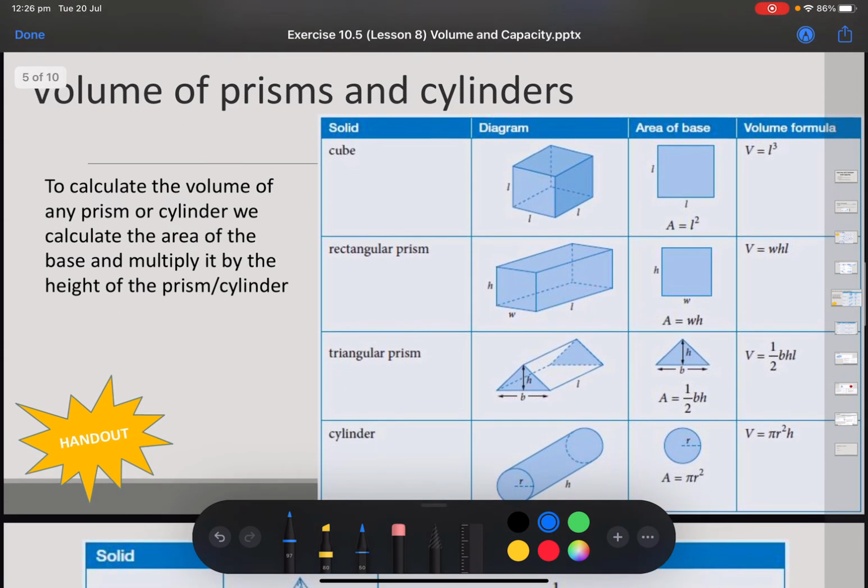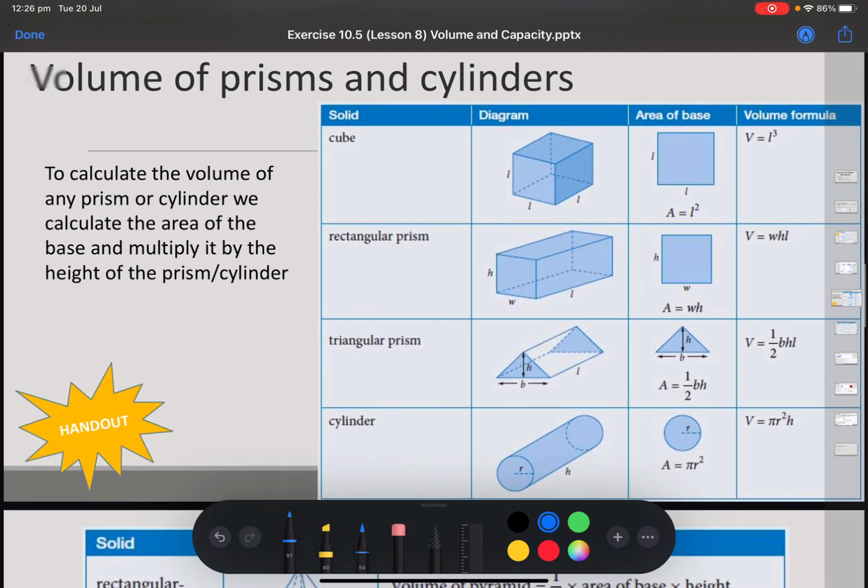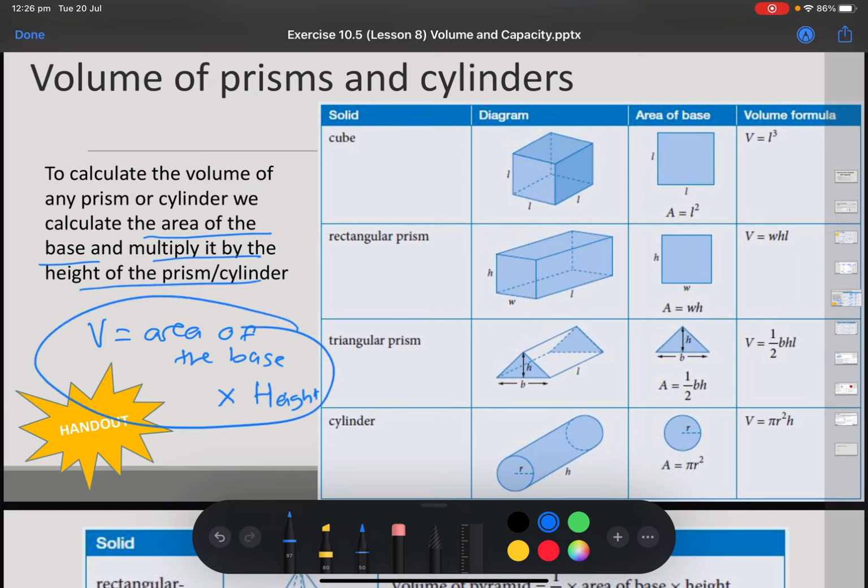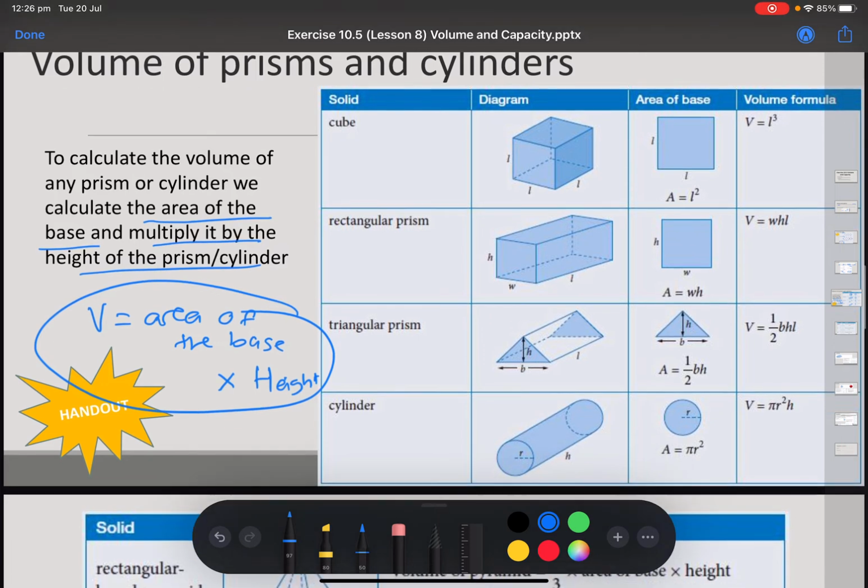Now into looking at volume of prisms and cylinders. We're looking at our three-dimensional shapes. The volume is always going to be calculating the area of the base, in terms of a cross section, multiplied by the height of that object. We calculate the area of the base and then multiply it by the height. This formula is what we are basically converting for all of our shapes.